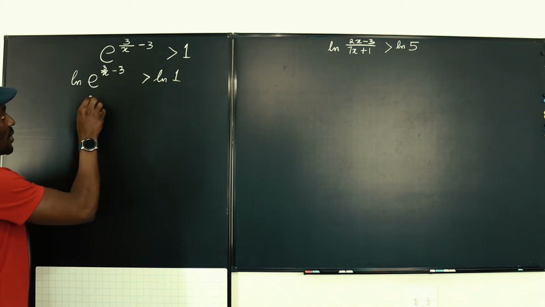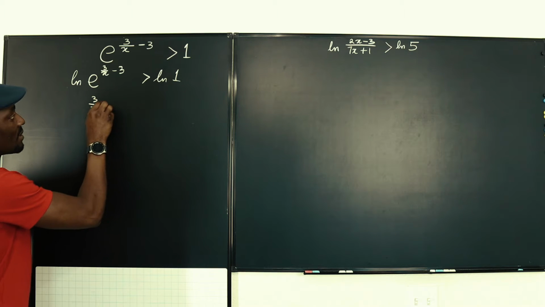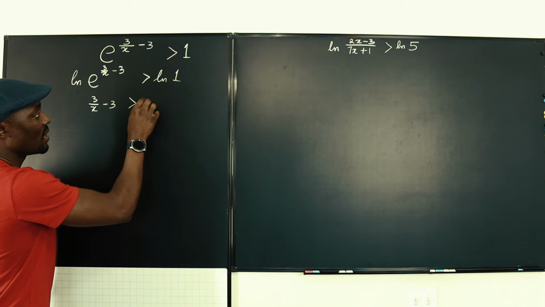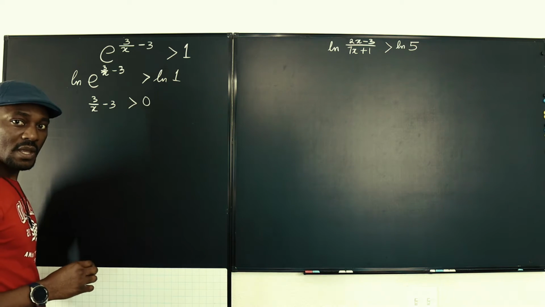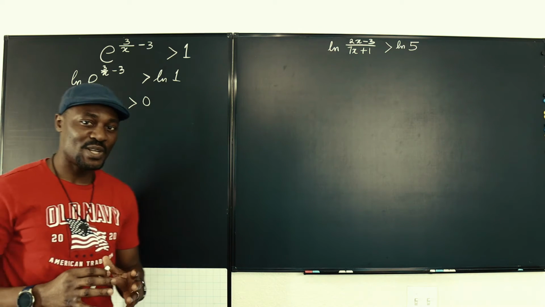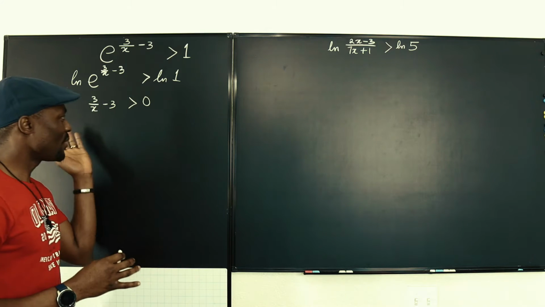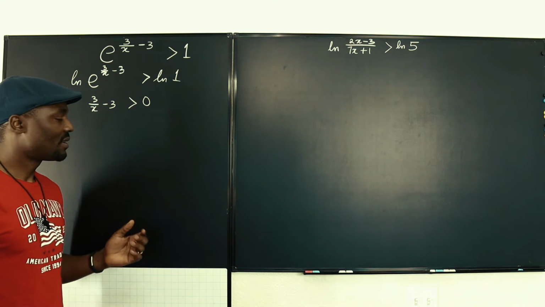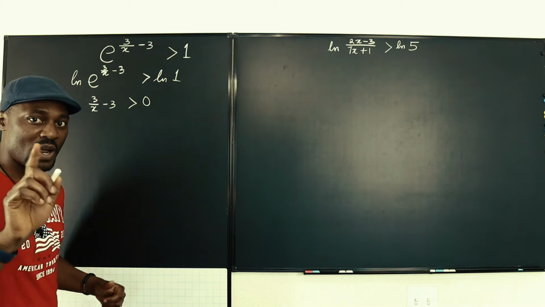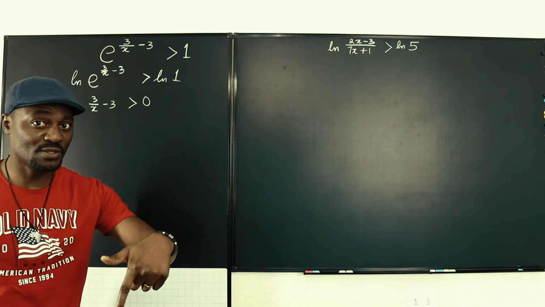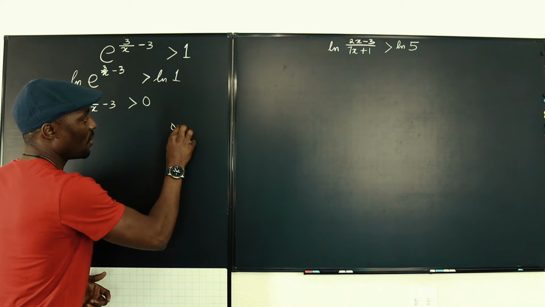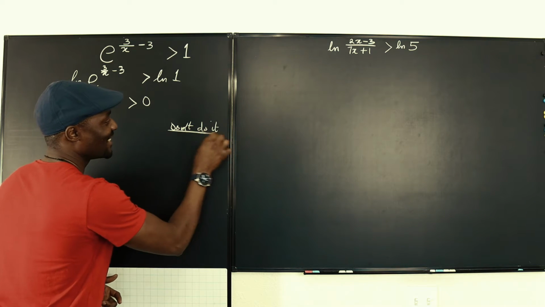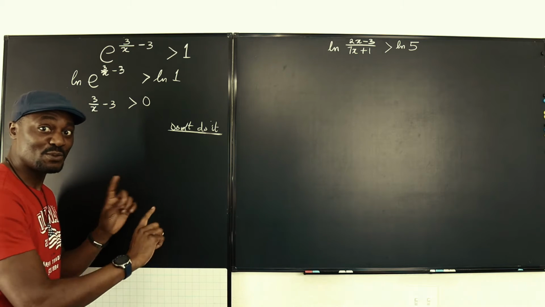So at this point, we can have 3 over x minus 3 greater than the natural log of 1, which is 0. Now what I see many students do is that they try to solve these as if it's just an equation. Let me show you what most people do and what they shouldn't do. So don't do this. What I'm about to do, don't do it.